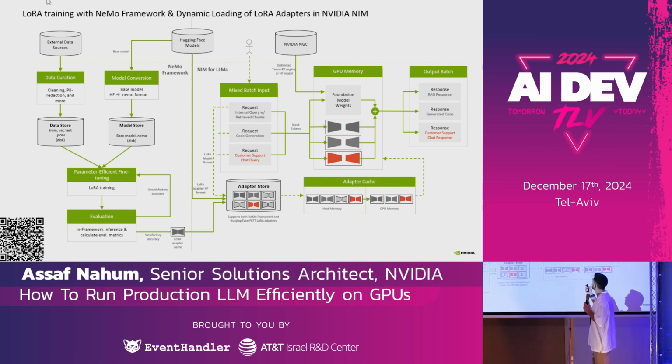So the single model is in memory, but when the user sends a request, we want it to take the relevant adapter, pull it into memory, and use it with the already running NIM in order to provide the best answer possible. And the NIM framework supports the training of this LoRA, or just taking it from Hugging Face if you have a LoRA that you want to use, and just putting it in the adapter store, and that's it.